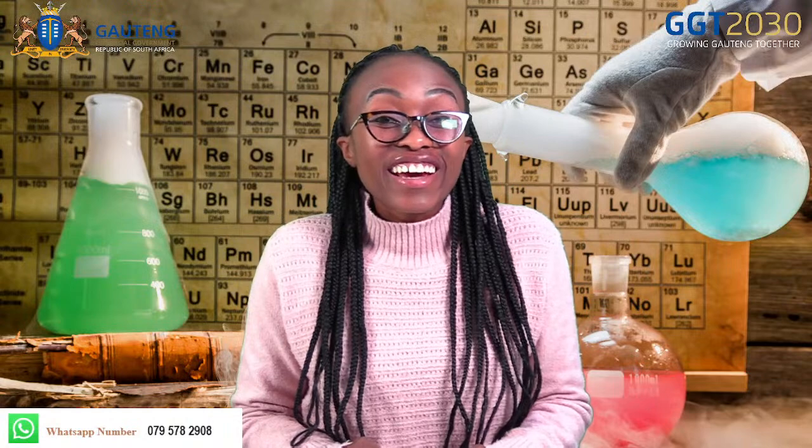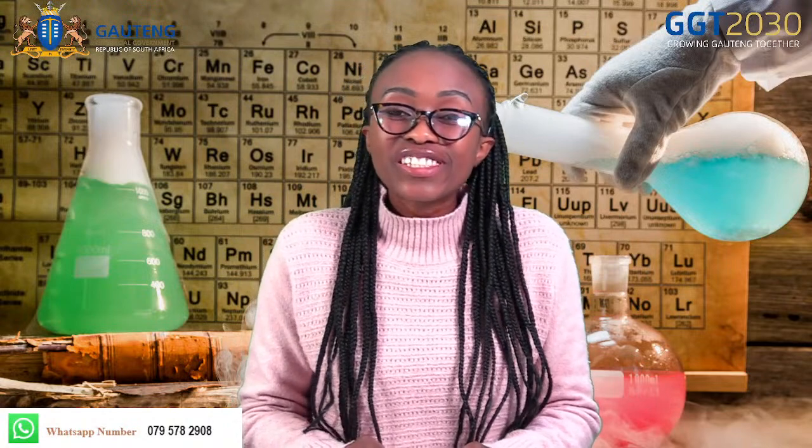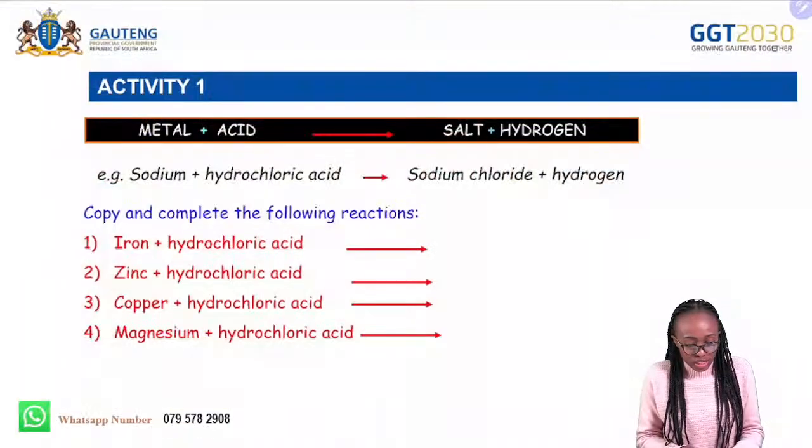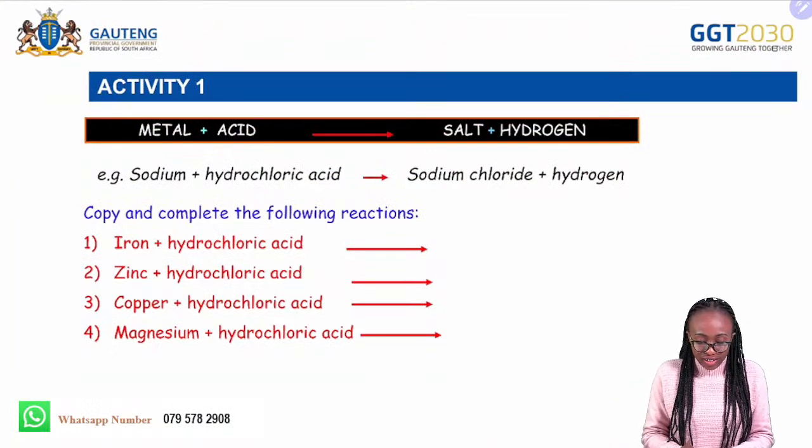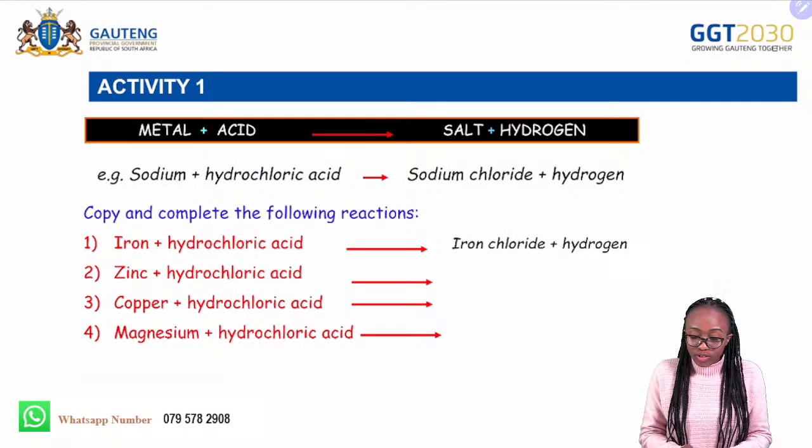Welcome back, grade 9 learners. Now let's look at the solutions to the questions. The question is: copy and complete the following reactions. So we've got iron and hydrochloric acid. Iron and hydrochloric acid produce iron chloride and hydrogen. So those are the products when we react iron and hydrochloric acid.